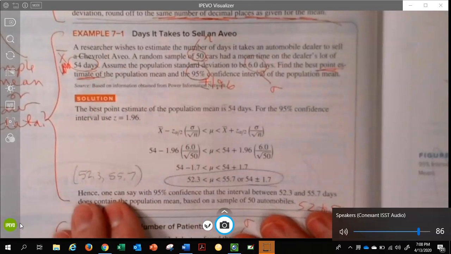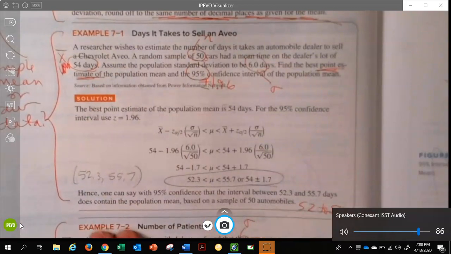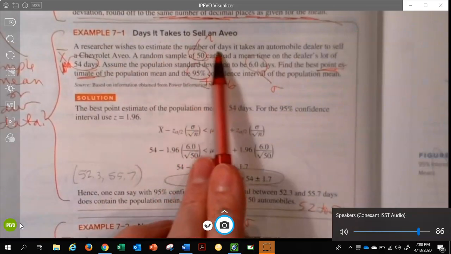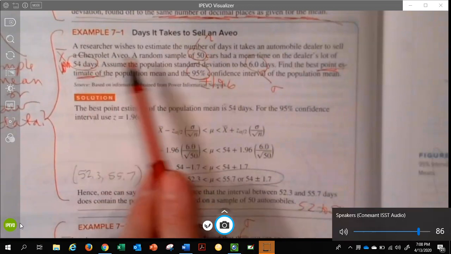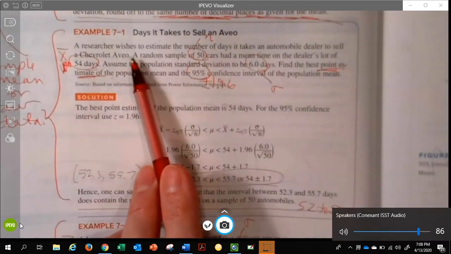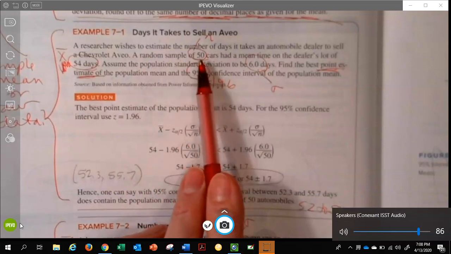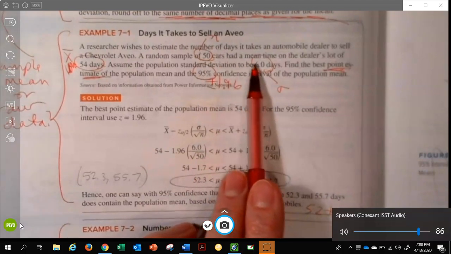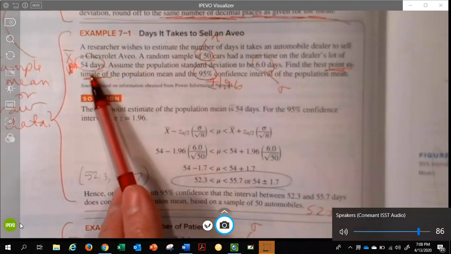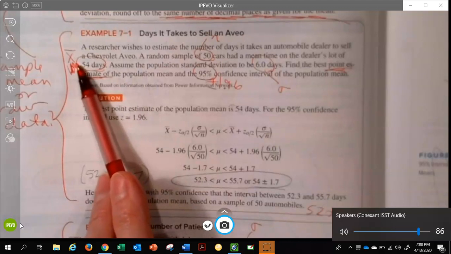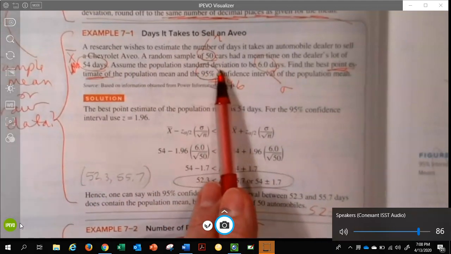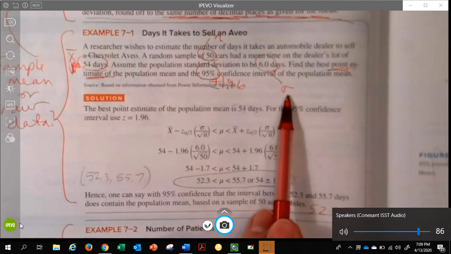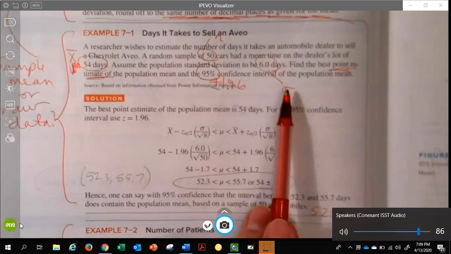So here we go on our example, and then I'm going to ask you to do 7-2 by yourself. A researcher wishes to estimate the number of days it's going to take an automobile seller to sell a Chevrolet Aveo. A random sample of, and I would start marking, we got 50 cars, that is my n. Had a mean time on the dealer's lot of 54 days. Ding, ding, ding, that's our x bar. Assume the population standard deviation to be, there's our population standard deviation. We have sigma. We're going to use a z-score.